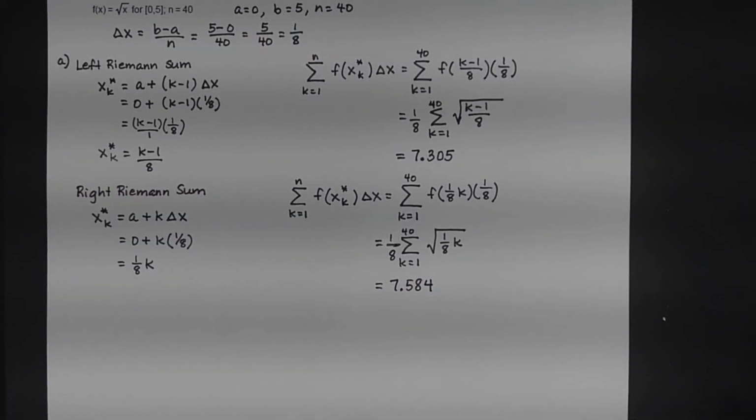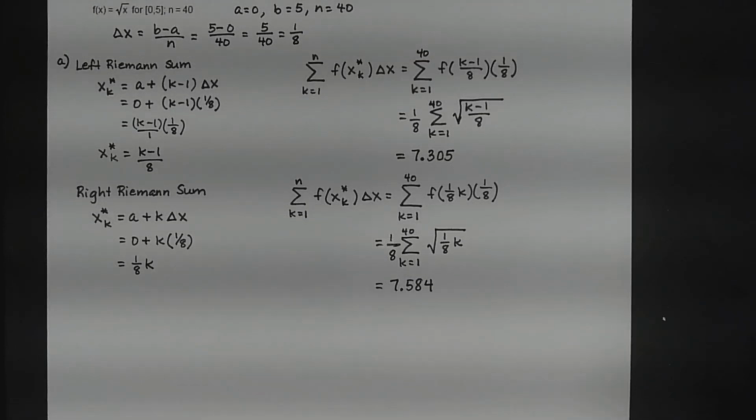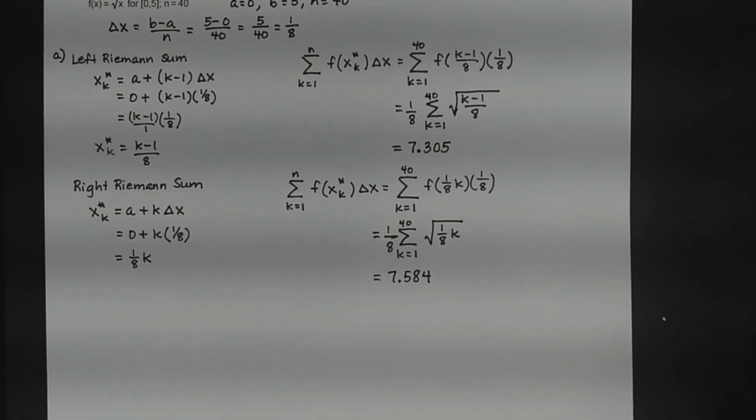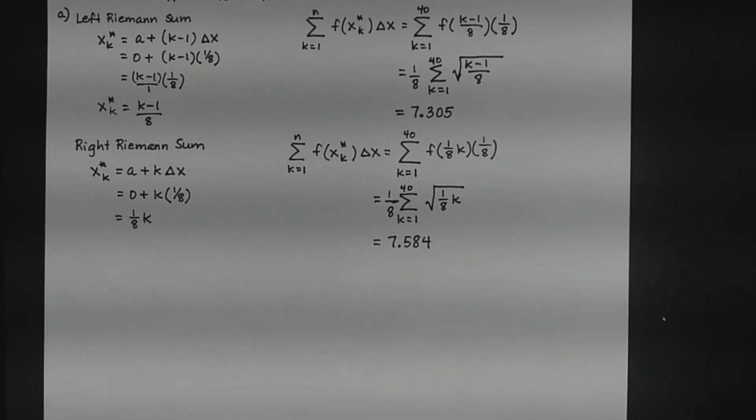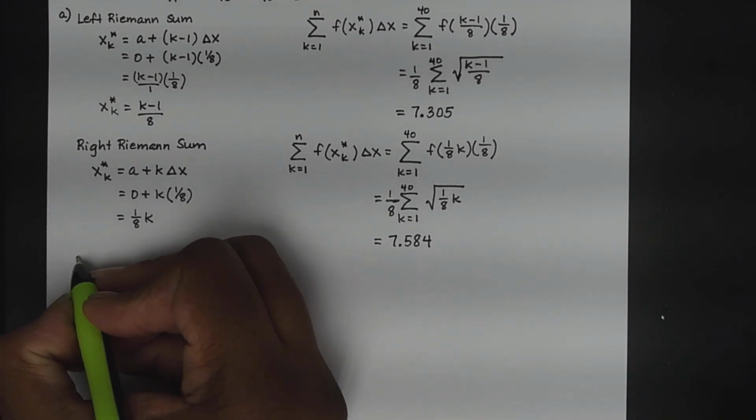So that represents the right Riemann sum, 7.584. And then for the midpoint Riemann sum, I have to do that as well.